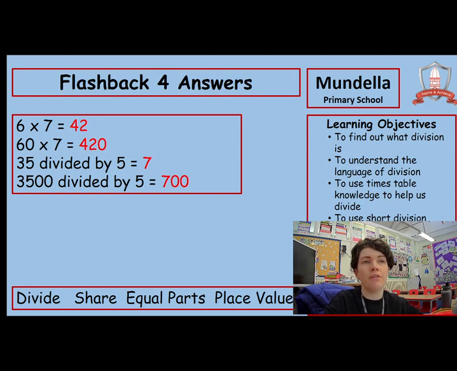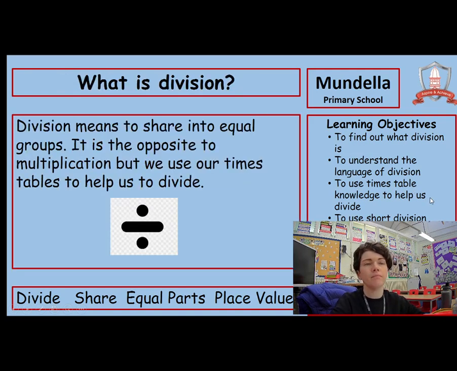Okay, here are your answers. So 6 sevens are 42. 60 times by 7. It's a related multiplication fact, so we make the previous answer 10 times bigger because 60 is 10 times bigger than 6, so 420 is 10 times bigger than 42. 35 divided by 5 is 7, so we can use this fact to help us. 3,500 divided by 5 is 700. Well done if you got those correct.